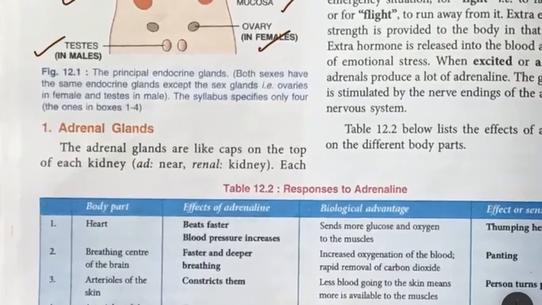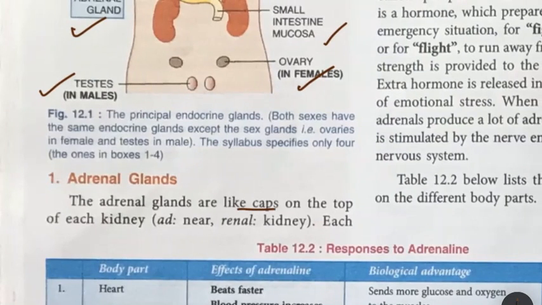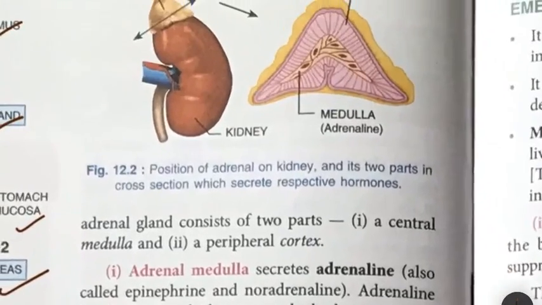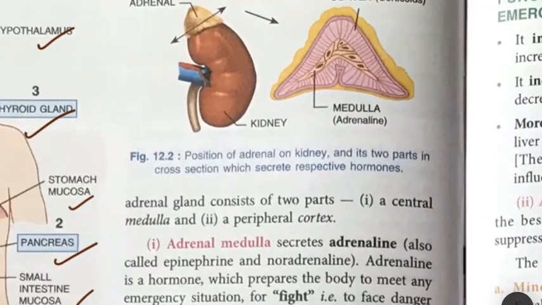Now adrenal glands are like caps on the top of each kidney. So you can see the location of the adrenal glands on the top here, like caps. Each adrenal gland consists of 2 parts. A central medulla, here you can see in the diagram, right at the center you have the medulla, and a peripheral part. At the side you have the cortex, just like in the kidneys. If you remember, when we discussed the excretory system, we did learn about the cortex and medulla portion of the kidney as well. So a central medulla and a peripheral, at the side you have the cortex.